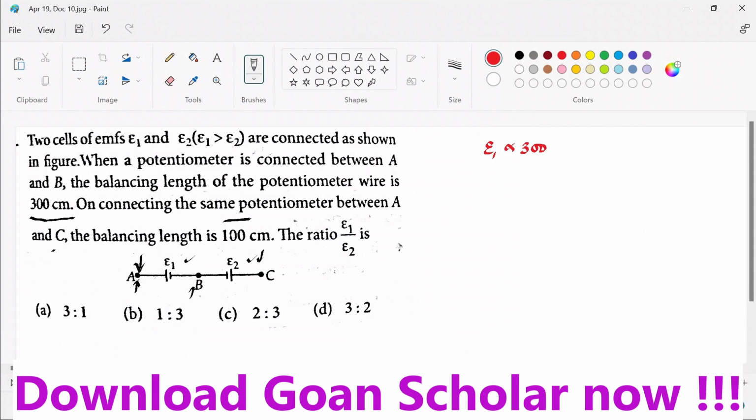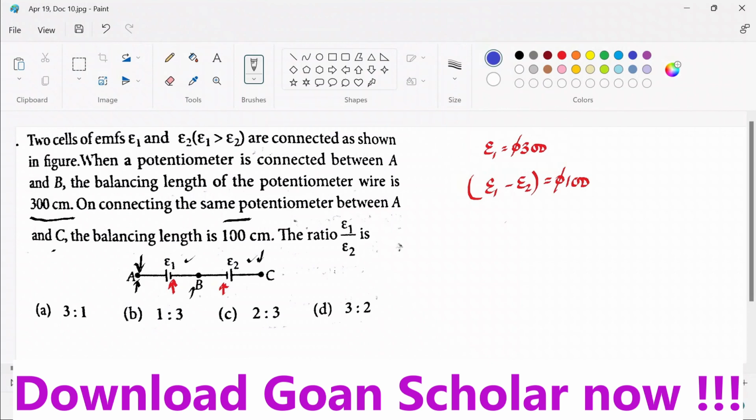And in case of AC, when you are connecting A and C, what will be the effective voltage? Look at this. This is negative connected to negative. So the effective voltage will be E1 minus E2. And that will be proportional to 100. Correct? If you are not familiar with this proportional thing, let's make it in a similar way to what we did in the previous problem. So E1 will be equals to phi L, and E1 minus E2 this time will be equals to phi into L. Phi is the potential gradient. On what does potential gradient depend? Primary cell voltage E0 and the length of the potentiometer, right? We did a problem on that.